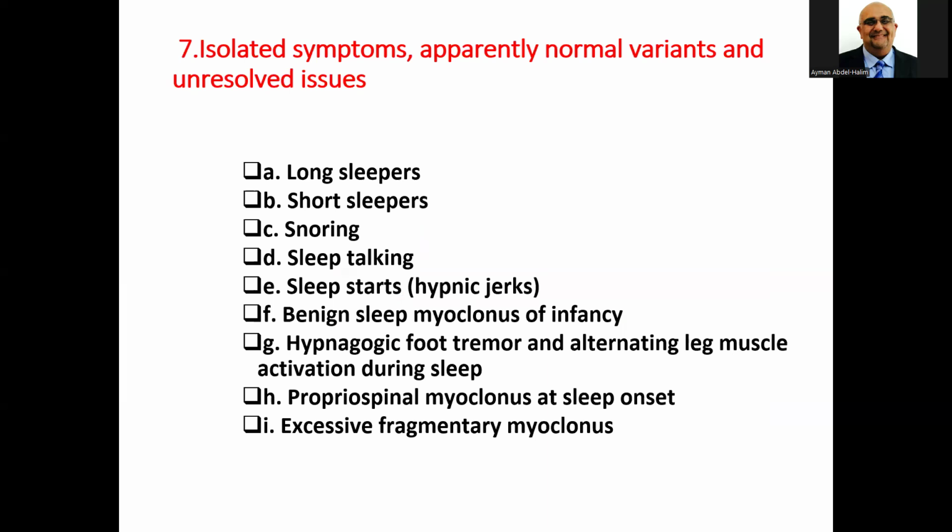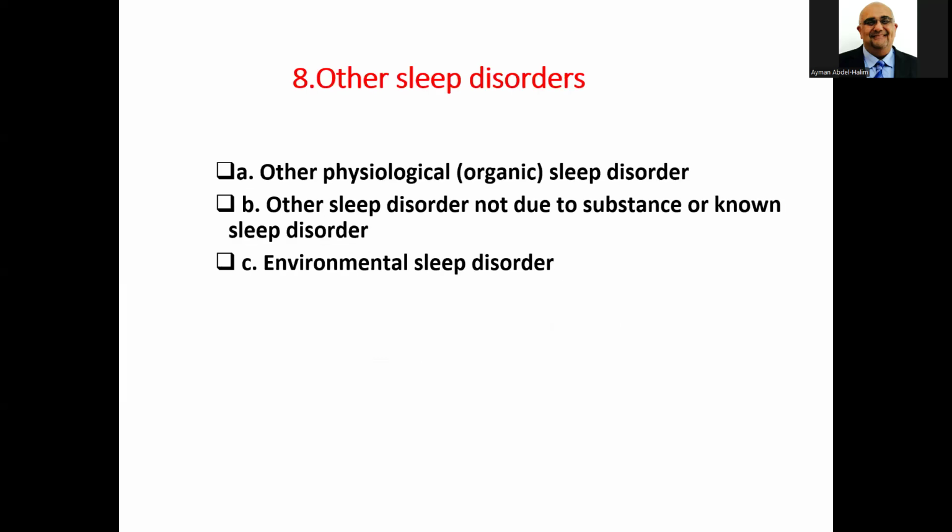Isolated symptoms, apparent normal variants and unresolved issues. This is number 7 in the classification of sleep disorders, like long sleepers, short sleepers, snoring, sleep talking, and others. Other sleep disorders, number 8.